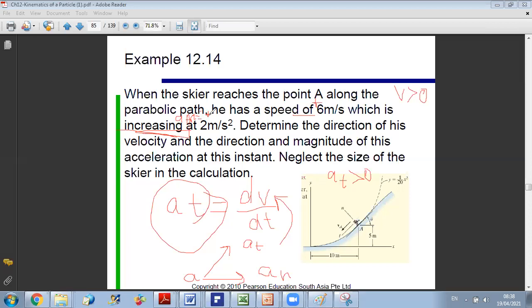Now, they are asking me to determine the direction of his velocity and the direction and magnitude of his acceleration at this instant, and to neglect the size of the skier in the calculation. So here, I want to find the direction of velocity and the magnitude and direction of acceleration. I will open a new session to continue the problem.